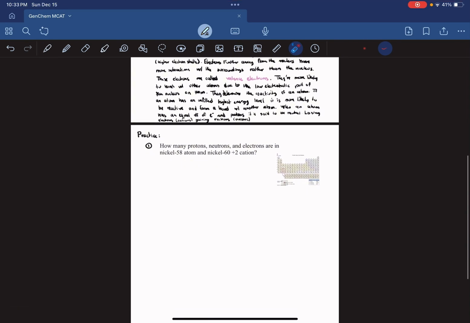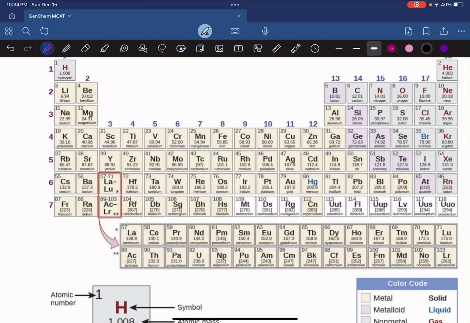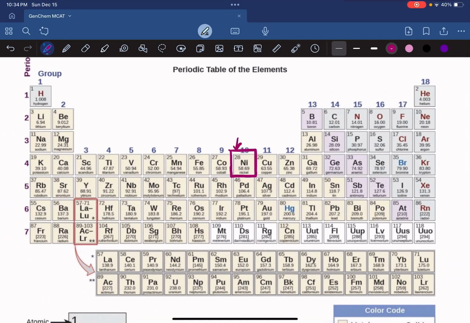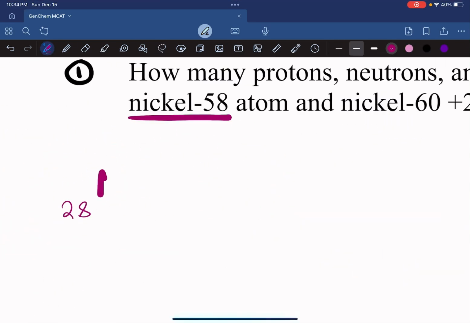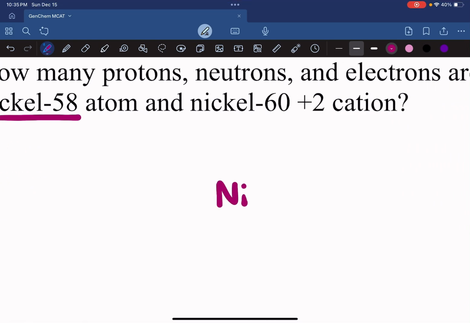Okay, so let's do an example together. In the question, it wants us to find the number of protons, neutrons, and electrons that are in a nickel-58 atom and a nickel-60 +2 cation, okay? First, let's go to the periodic table and find nickel. And I see nickel over here, and nickel has an atomic number of 28. Okay, let me write that down. Nickel has an atomic number of 28 and a mass number of 58. Okay, and then nickel-60 has an atomic number of 28 again and a mass number of 60.